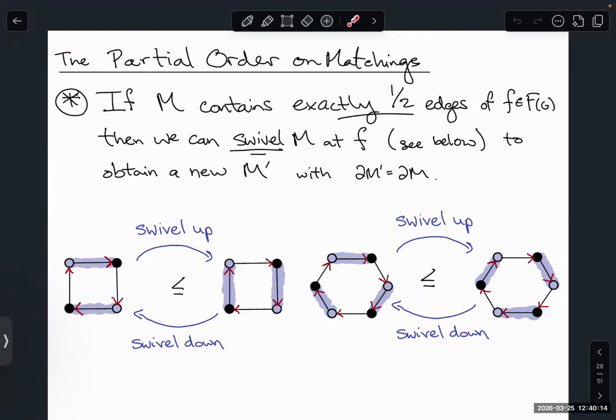And I'm going to define the order that if we look clockwise about the face, so I've oriented all of the edges, I can swivel up if my edges are white to black, and I can swivel down if my edges are black to white. And that's the same over here. If I orient my edges clockwise about the face, all of the edges on the left-hand side are white to black, all of the edges on the right-hand side are black to white.